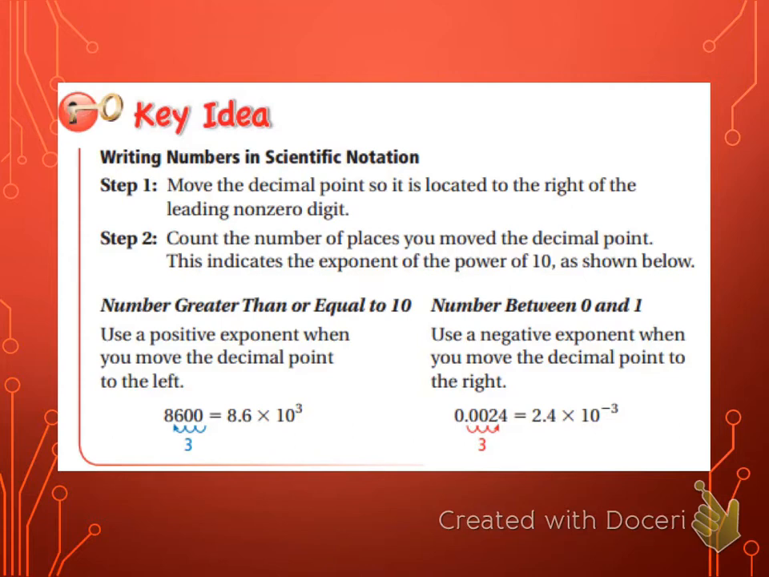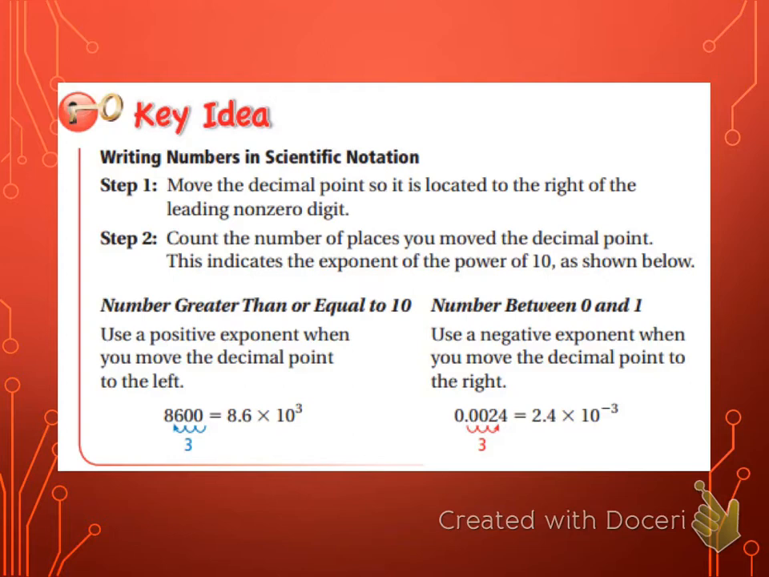For a number greater than or equal to 10, use positive exponents when you move the decimal point to the left. So if we have 8,600, we're going to move that decimal point 3 places to the left so that it's 8.6. So you've got 8.6 times 10 to the 3. Since the number was bigger than 10, it's a positive exponent.